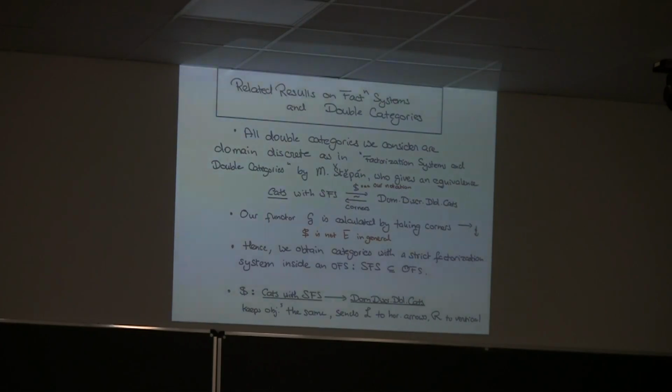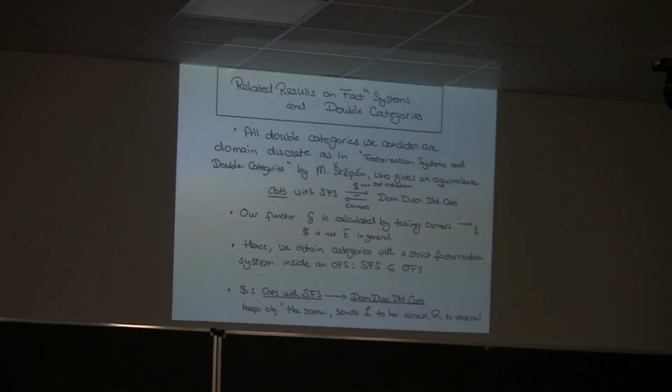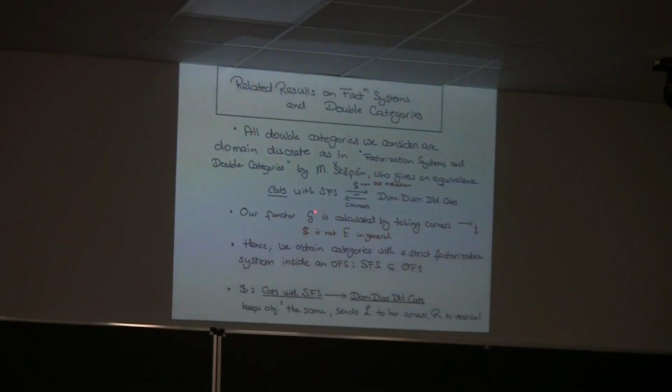And before I do the work, I want to quickly review how we go back and forth between categories of factorization systems and double categories. So Miroslav has shown us that if I take categories with a strict factorization system, then I can get a codomain discrete double category, but since we are changing the arrows around, we get a domain discrete one. I'm calling it S today just because I had too many D's in my story already. Miroslav put the D. And coming back is with corners. And we are using the corners too.